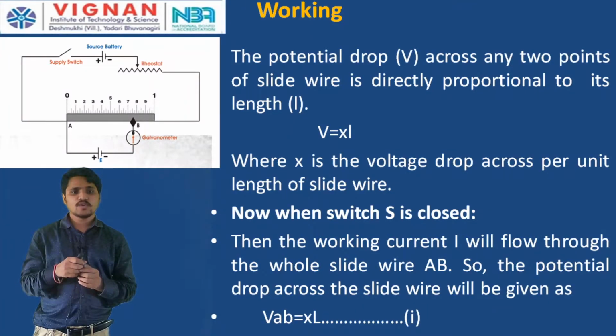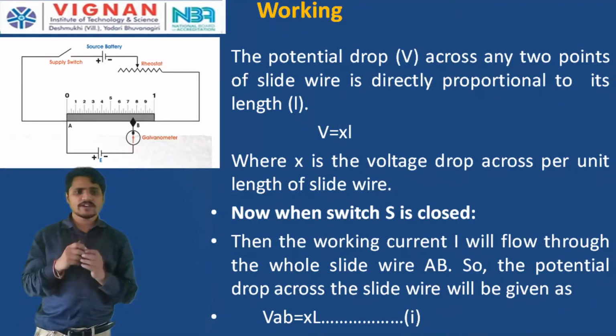So the potential drop across two points of the slide wire is directly proportional to the length of that portion. That means V equal to x into L, where x is the voltage drop per unit length. This is always constant because of the uniform cross-sectional area. So the voltage drop per unit length is x.